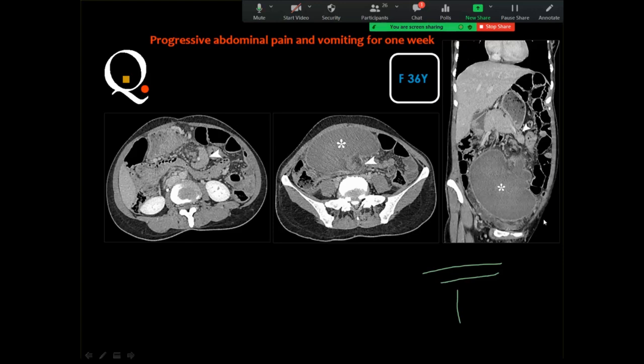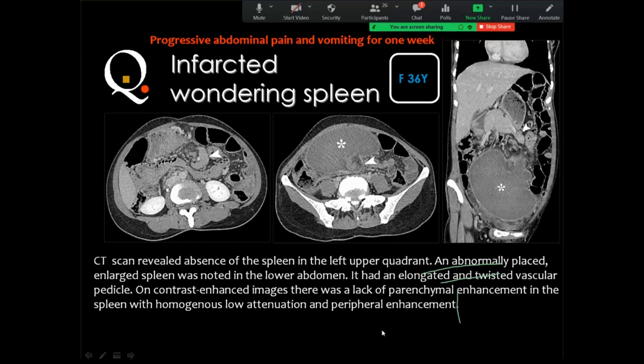Actually this is a difficult case, but it needs you to imagine the situation. The spleen is not in its site, and if you consider this is a normally enhancing spleen, you can easily diagnose this as wandering spleen. But consider that wandering spleen is liable to torsion and to strangulation of its blood supply, and then you got infarction of the spleen, and this is infarcted wandering spleen.